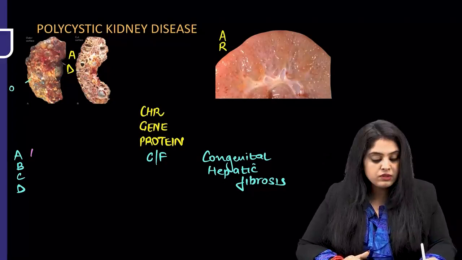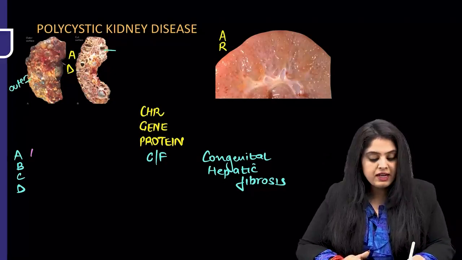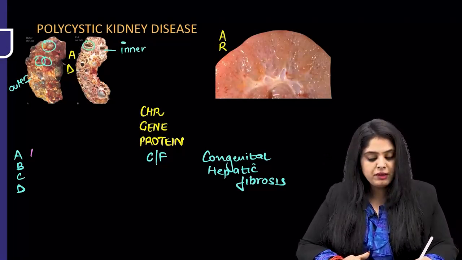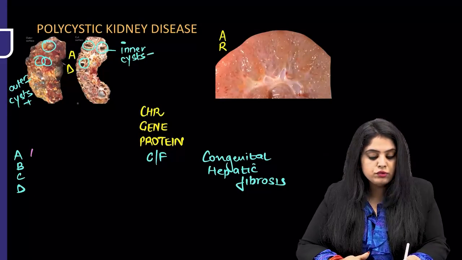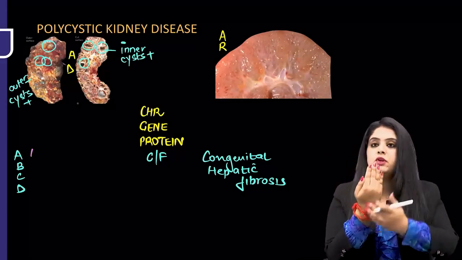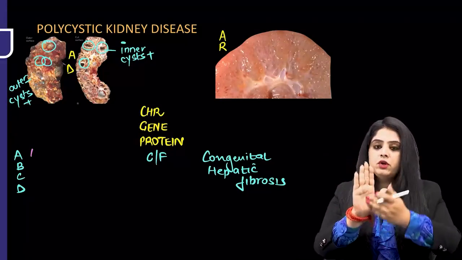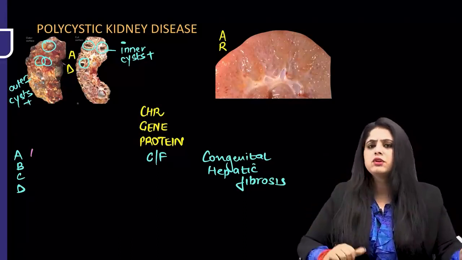When I look at the outer surface of the kidney and when I look at the inner surface of the kidney, both of these are showing me cysts. I'm seeing cysts on the outer surface also, I'm seeing cysts on the inner surface also. So when the outer surface also shows you cysts and the inner surface also shows you cysts, matlab kidney from out will also show cysts, kidney from here will also show cysts. So when everything is showing cysts, toh autosomal dominant hai.